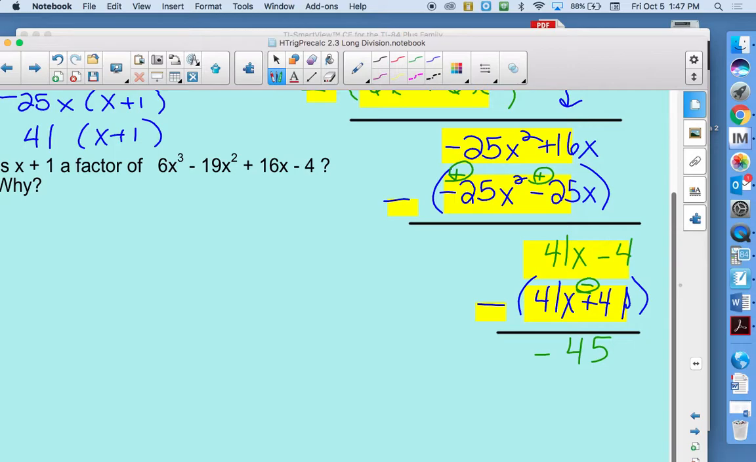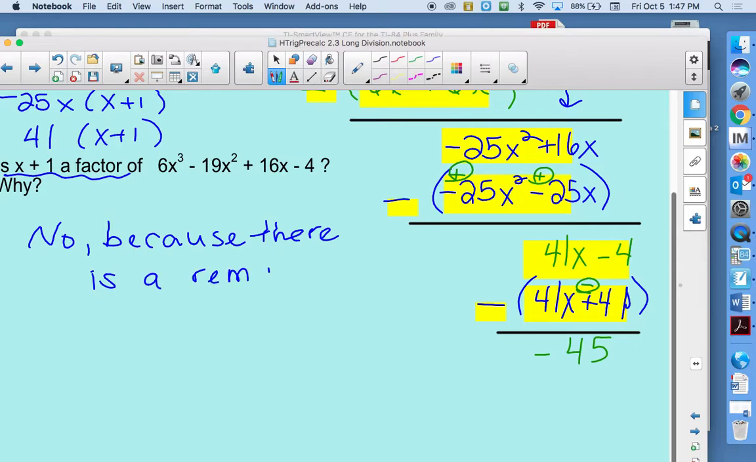Brandon? So because there's a remainder, it is not a factor? So is it a factor? No, because there is a remainder. So anytime there's a remainder, it's not a factor, and that means the problem doesn't have an x-intercept at negative 1. It still has a point there, but it's just not an x-intercept. It's not a place where it crosses the graph at the x-axis.